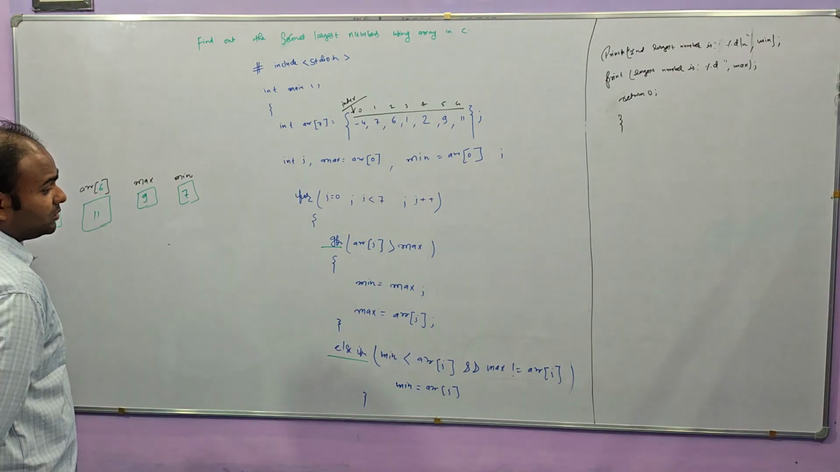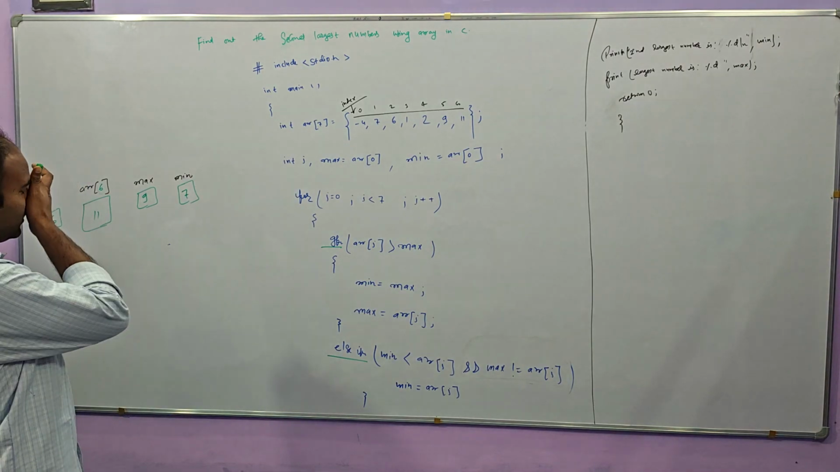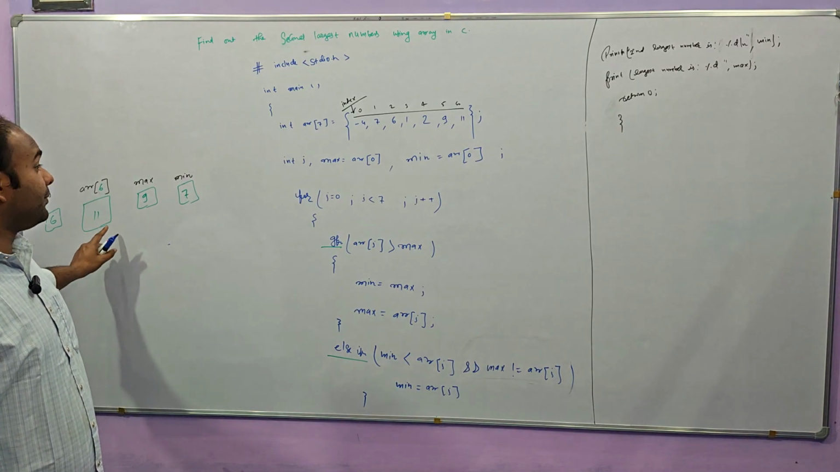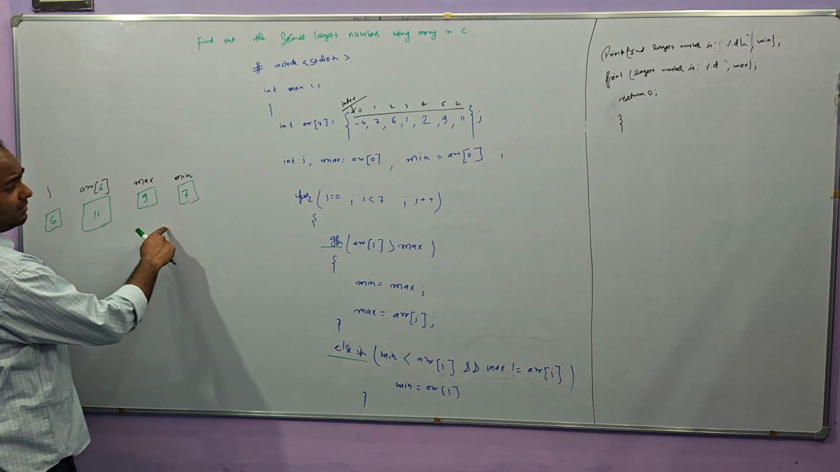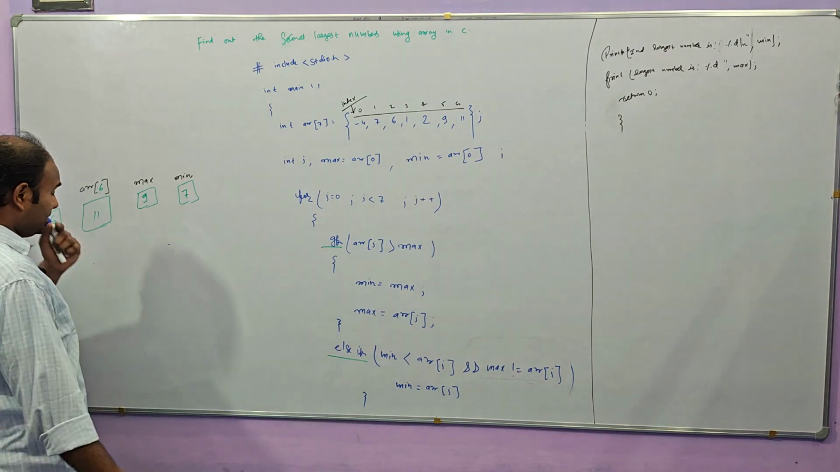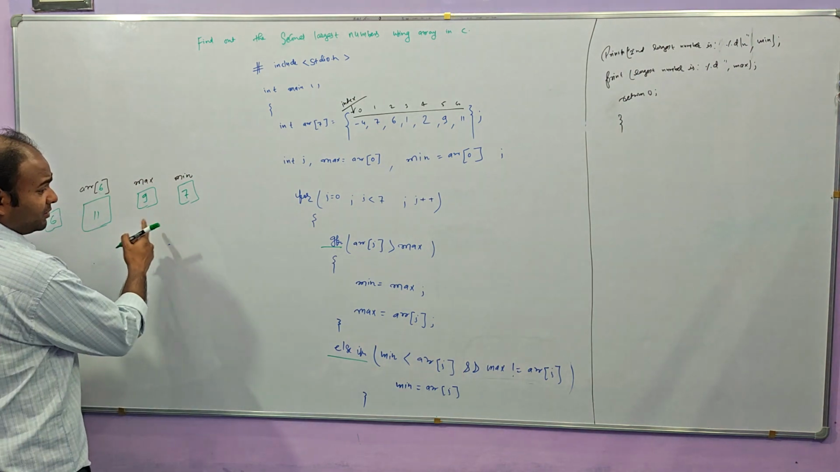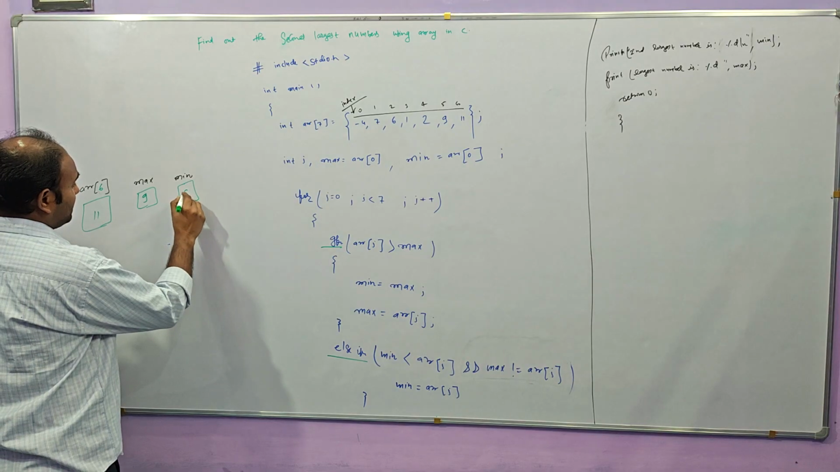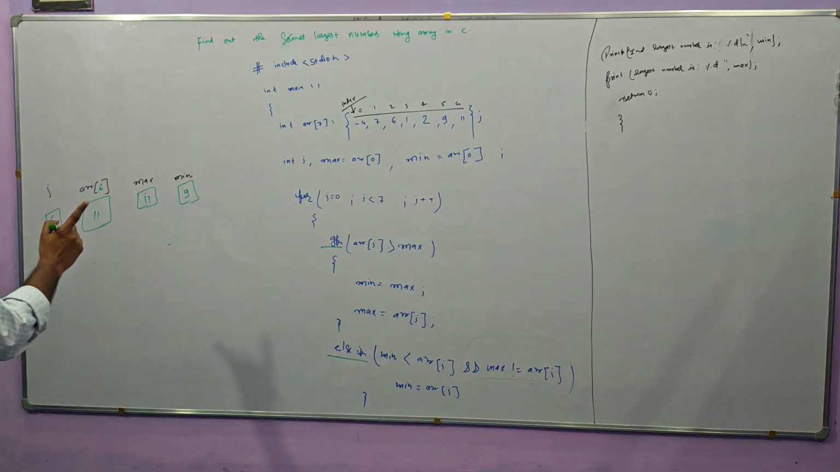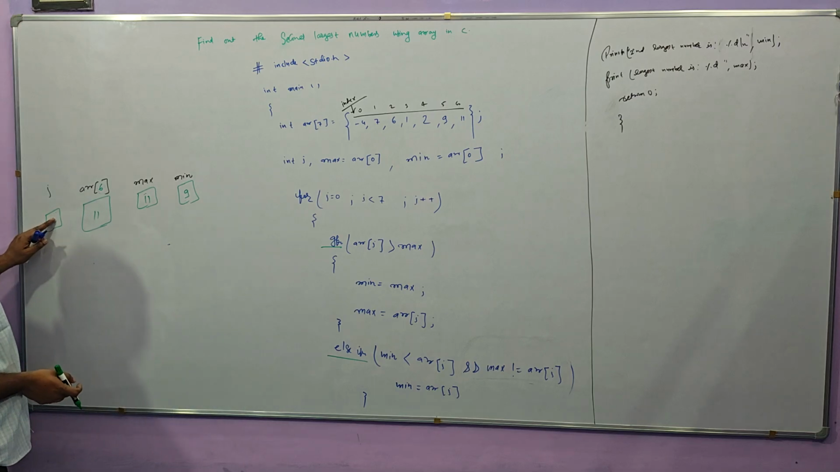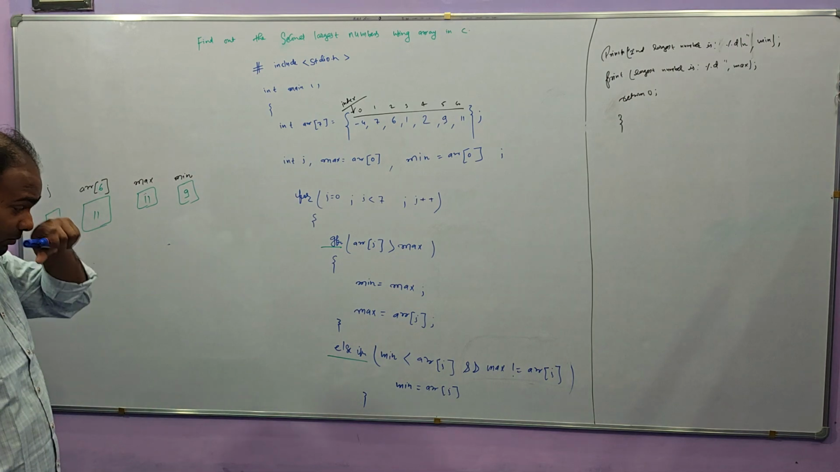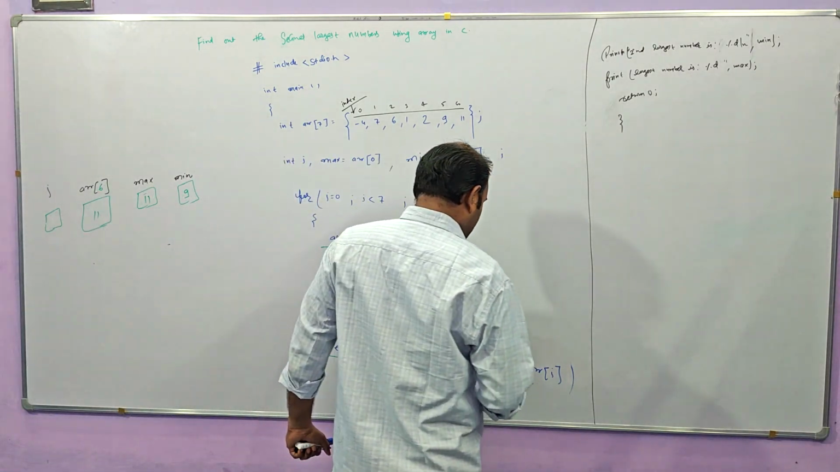11 is greater than max 9, yes, so min becomes max and max becomes 11. Now we increase i, it becomes 7, and 7 is not less than 7, so we exit from the for loop.